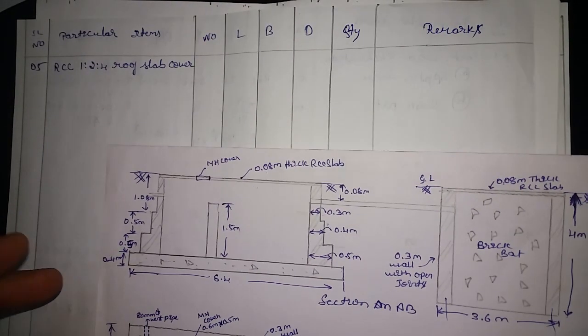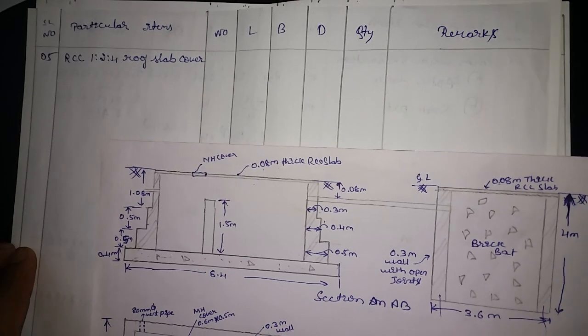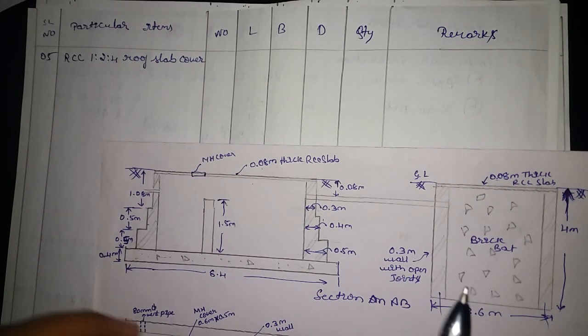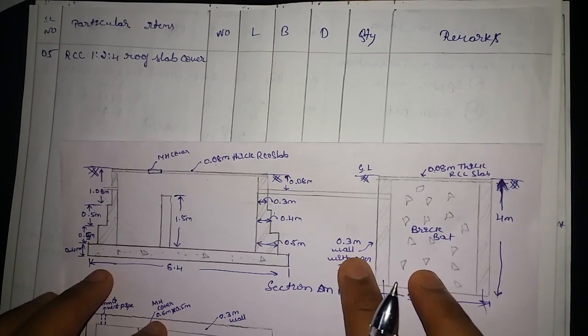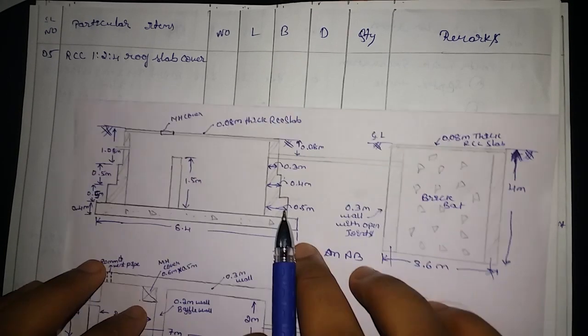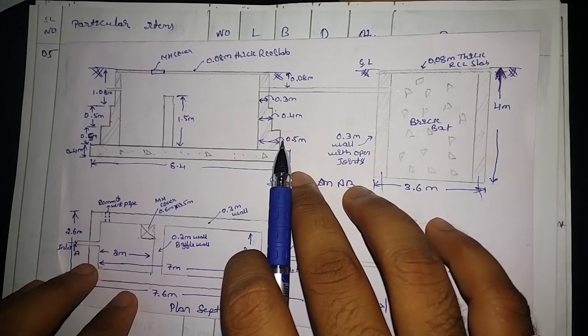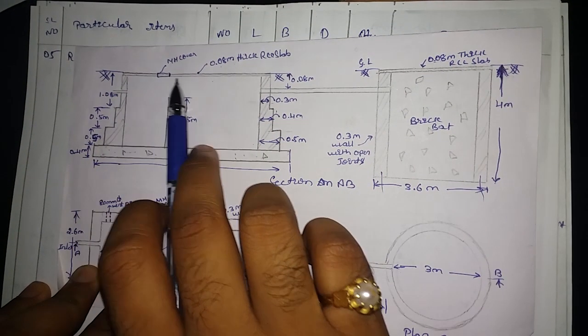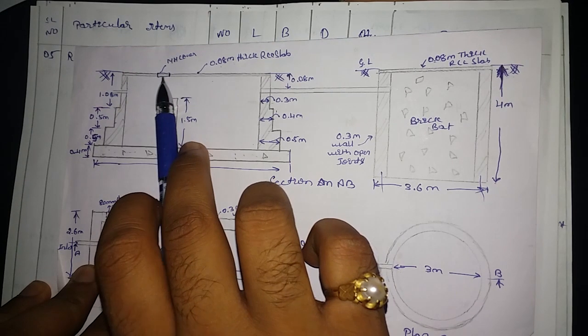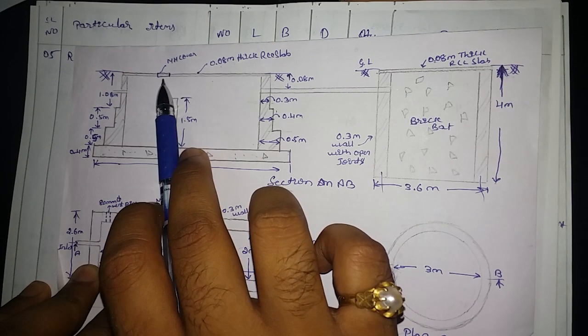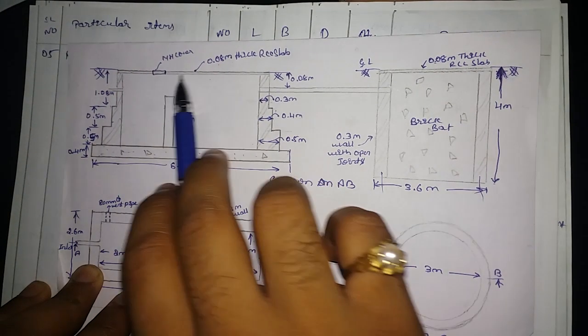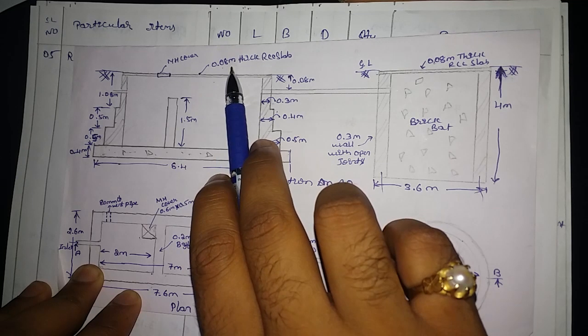Yes, so the next step is to find out the RCC 1:2:4 roof slab. Wherever the roof slabs are there, first we will see the roof slabs. One is the roof slab at the septic tank, you can see in the diagram. So where is the roof slab? Here is a roof slab. In the roof slab we have one manhole cover also for the septic tank. This is the roof slab and its thickness is 0.08 meter, right?